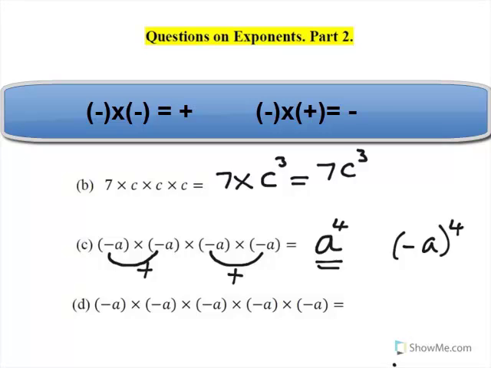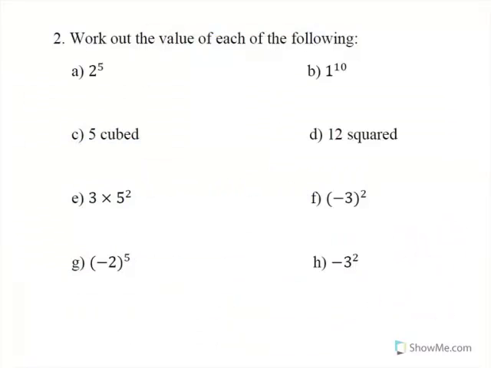And the next one, those two negatives make a positive. There's one negative left. Positive times positive is positive, times negative is negative. And how many a's are you multiplying together? There are 5 of them, so the exponent is 5. Okay? Right. How did you do? I'm sure you did very well.